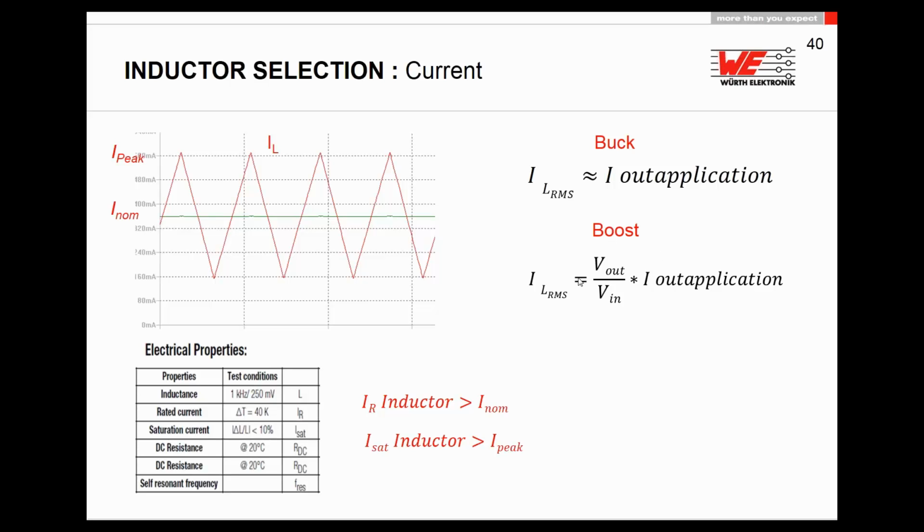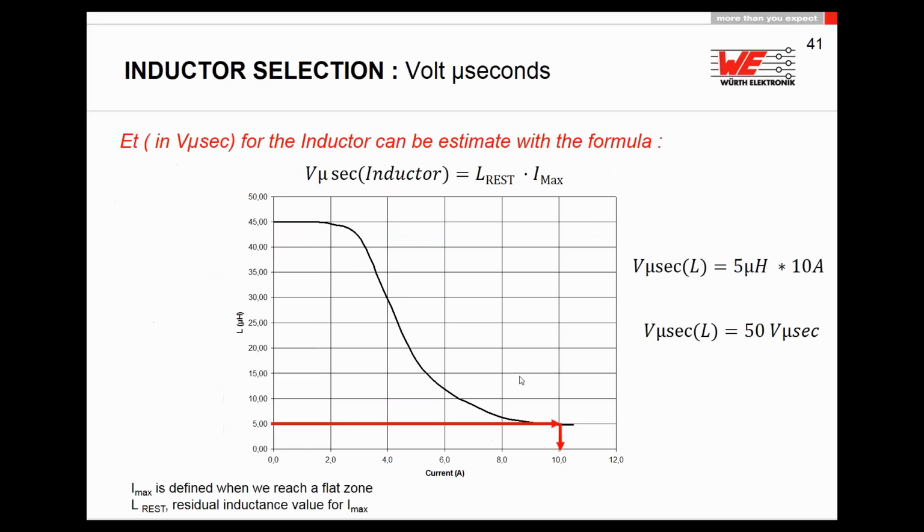and definitely at this current, the inductance saturation should be higher, because your peak current will be much bigger in the inductance than expected. How to calculate the volt microsecond product is also given. If you look at the inductance versus current graph, when the inductance drops to the level where it starts to be totally saturated, at that value, if you multiply LRS by this E max, you will get the volt microsecond product.